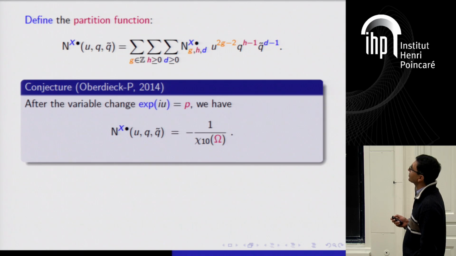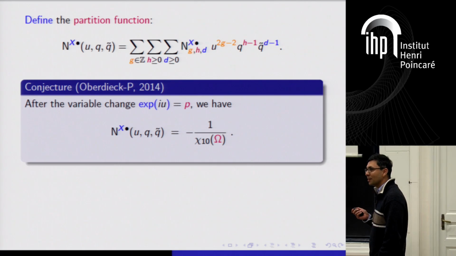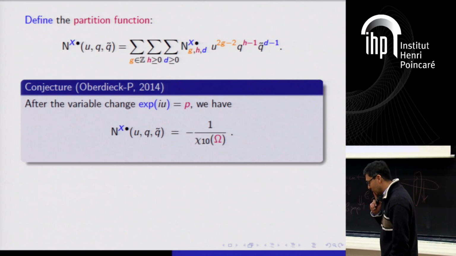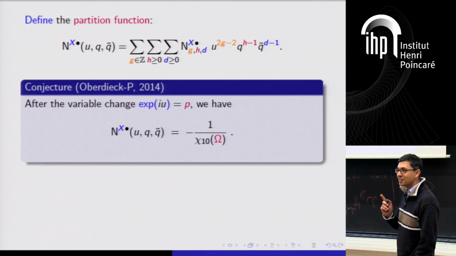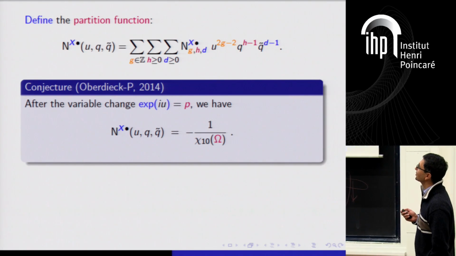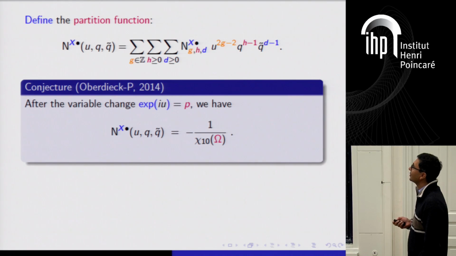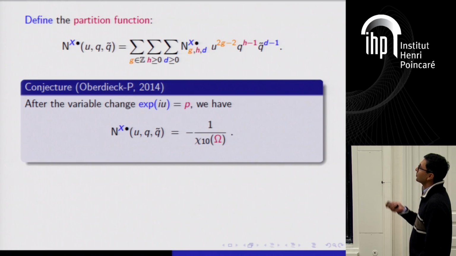OK, so this is a conjecture with my student Georg Oberdiek. It says that this exact function is actually an amazingly simple thing. It's what's called chi10. That's a Siegel modular form, and I'll tell you about it now. But when I say there's been no case where we know the answer, I mean no case where we know the answer rigorously. This is a conjecture. I don't know how to prove it.